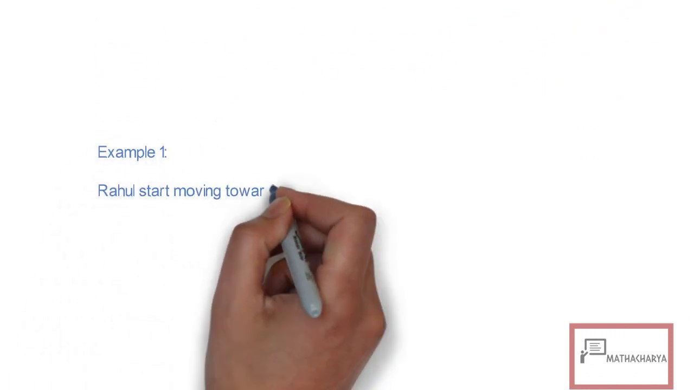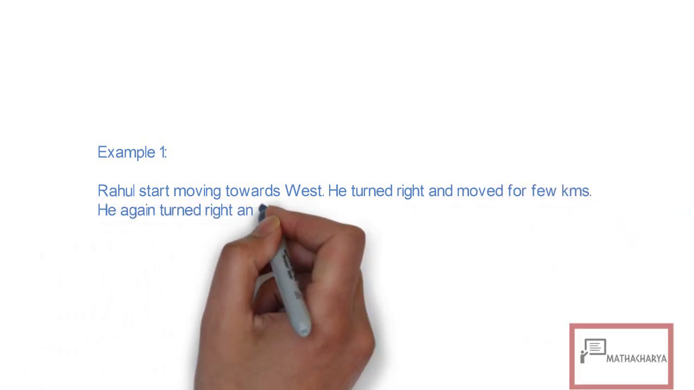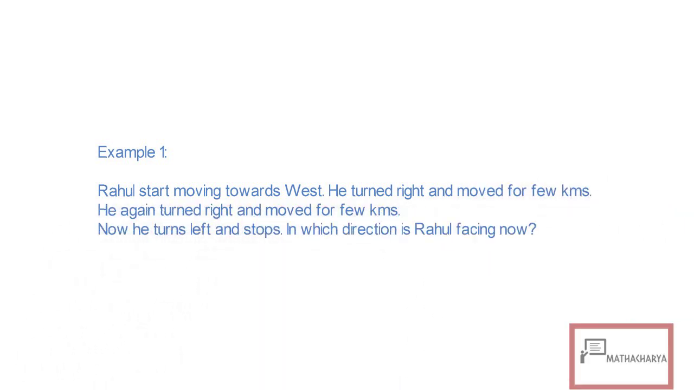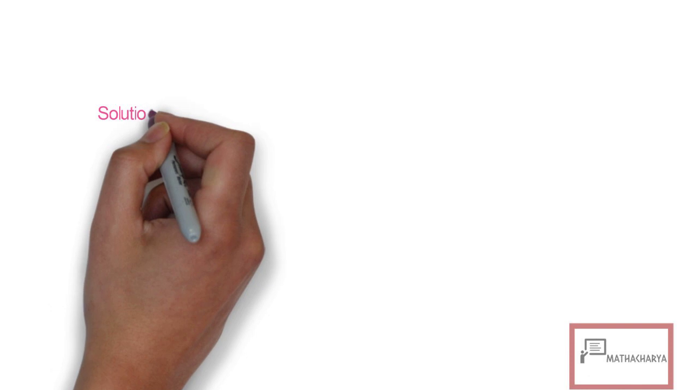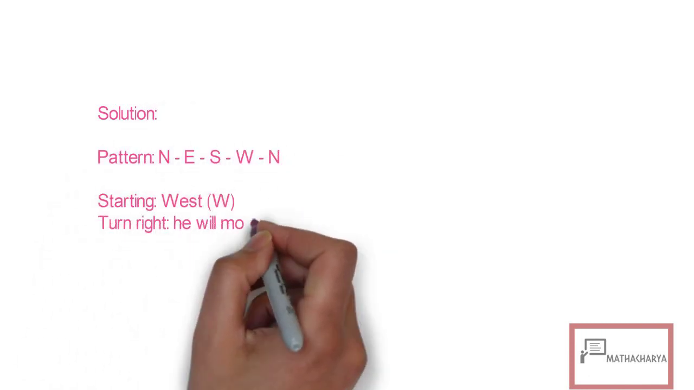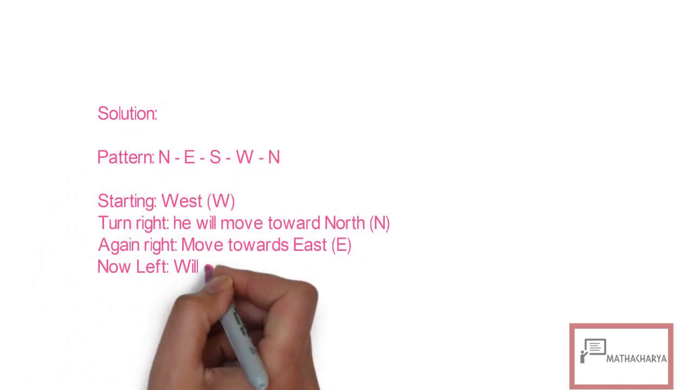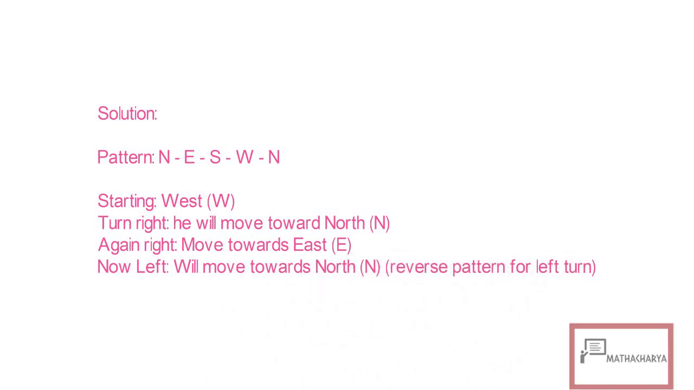Now let's look at an example. If you look at the question on your screen, you can see that with the pattern north, east, south, west and north, it can easily be solved. Since Rahul starts from the west and moves right, he will face north and again a right turn will lead to east. Now as he turns left, the reverse pattern will be followed and he will be facing north. So our answer is north. Quite simple, isn't it?